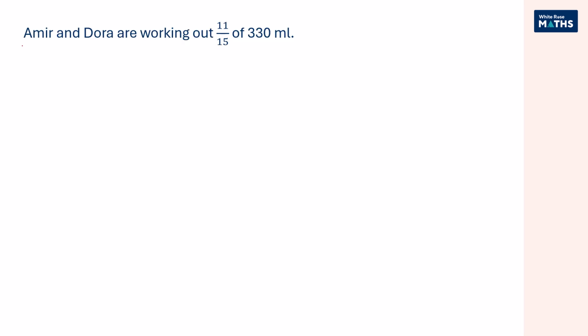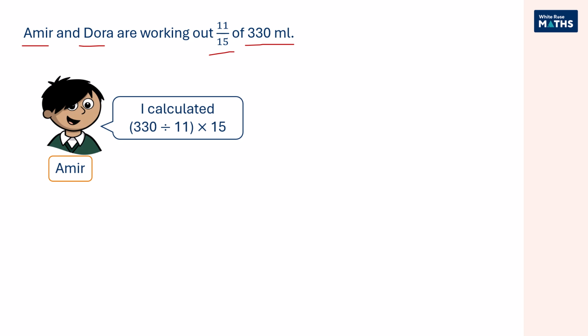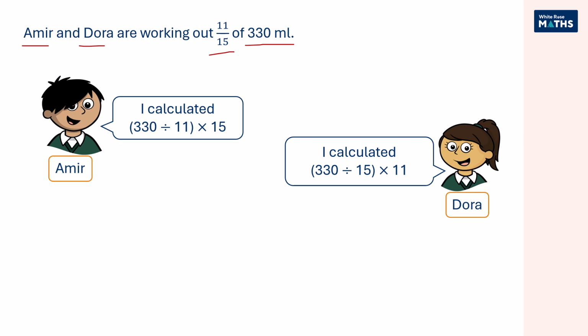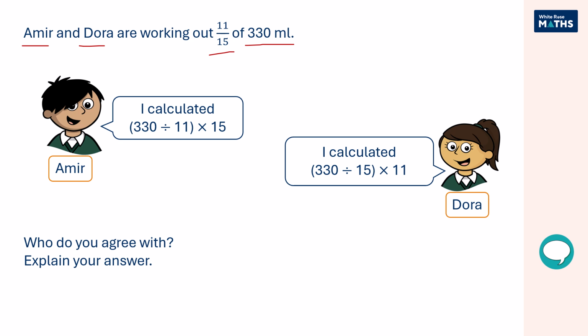Next part, Mia and Dora are working out 11/15 of 330 milliliters. Mia has done 330 divided by 11 times by 15. And Dora has done 330 divided by 15 times by 11. Who do you agree with? Well, Dora is actually correct here, and Mia is actually incorrect.